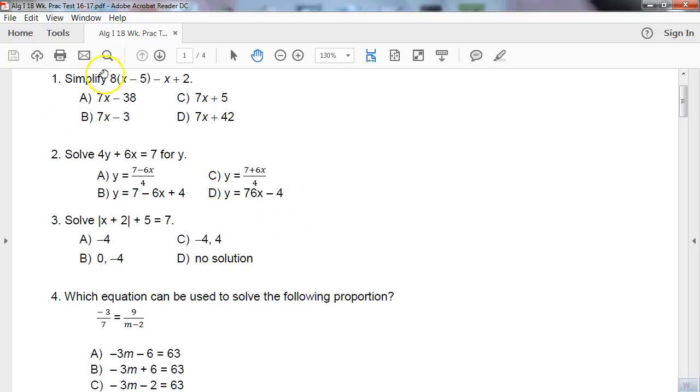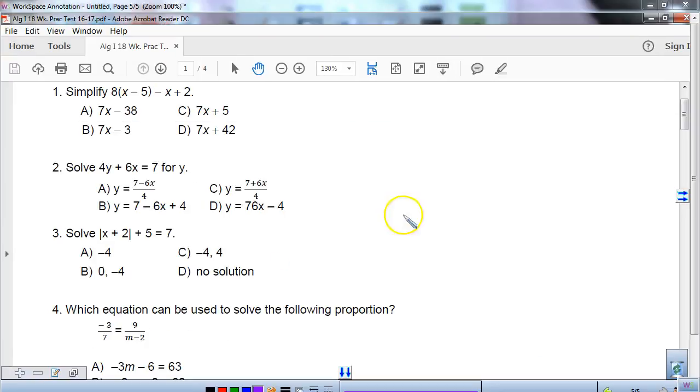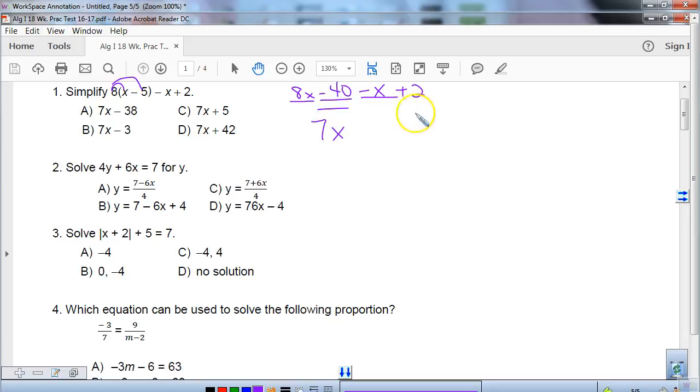Number 1 says to simplify 8 times the quantity x minus 5 minus x plus 2. The first thing we need to do is distribute that 8 into those parentheses. So we have 8 times x minus 8 times 5, which is 40, minus x plus 2. And from here, we can collect our like terms. There's 8x minus x, which is 7x. And then we have negative 40 plus 2. Together, those make negative 38. So number 1 is A.